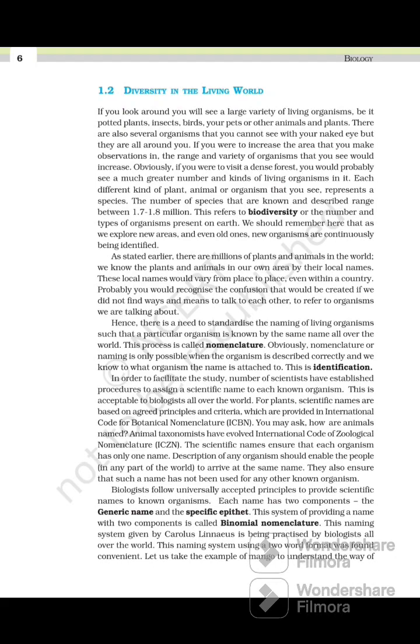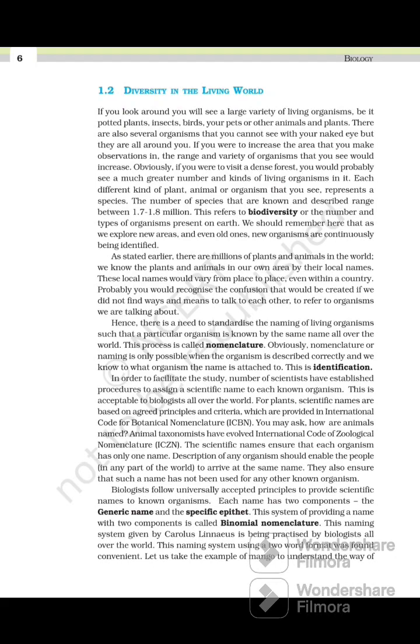Hence, there is a need to standardize the naming of living organisms such that a particular organism is known by the same name all over the world. This process is called nomenclature. Obviously, nomenclature or naming is only possible when the organism is described correctly and we know to what organism the name is attached. This is identification.